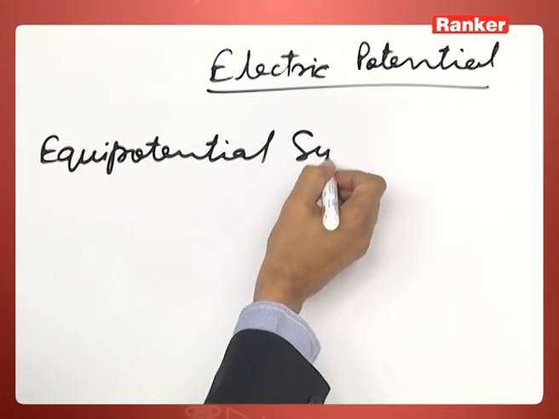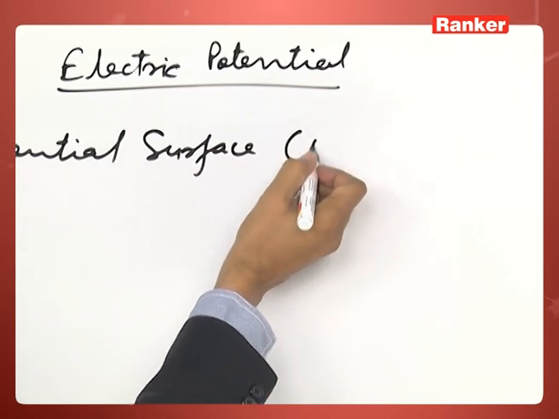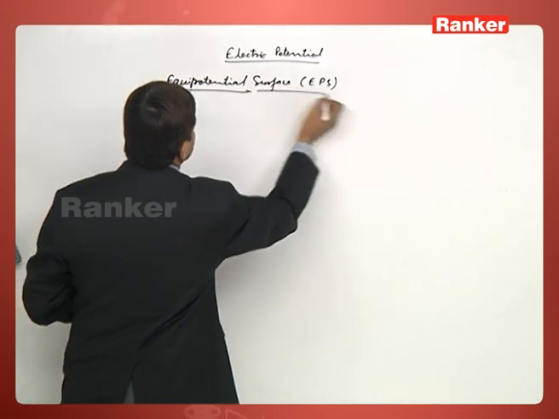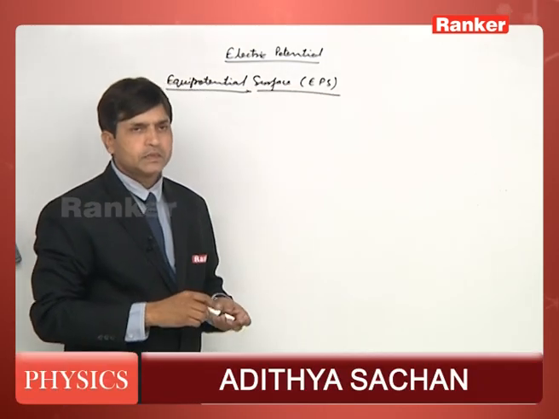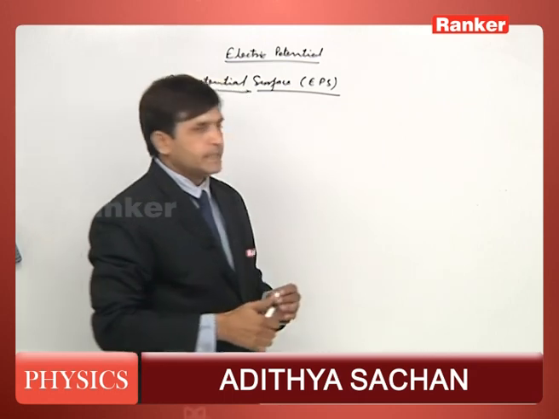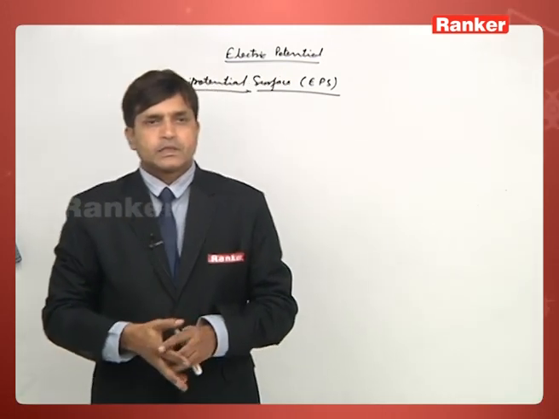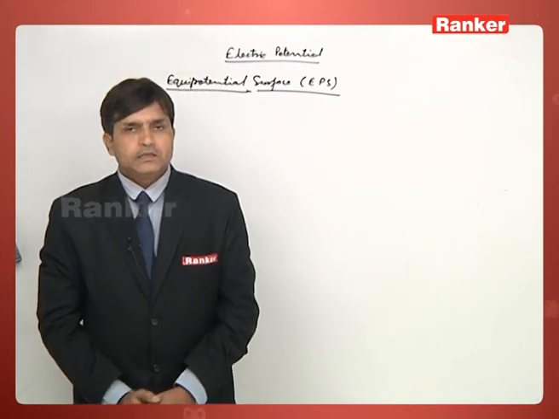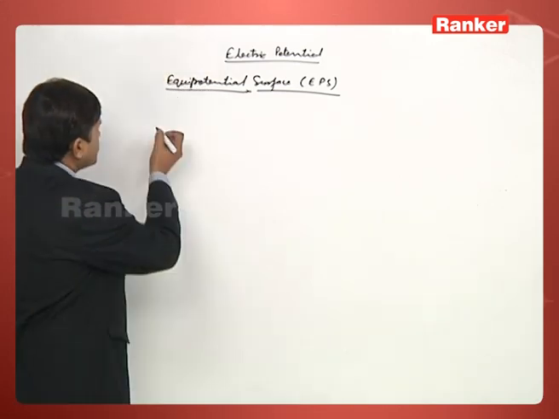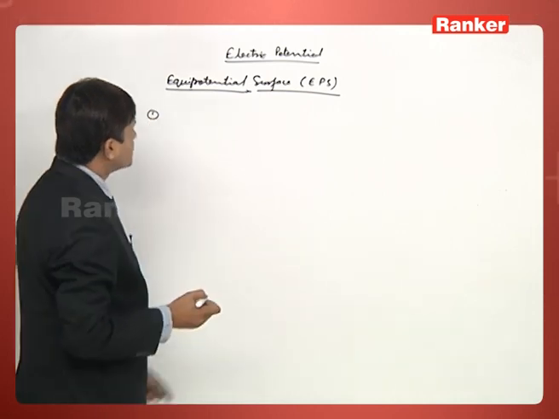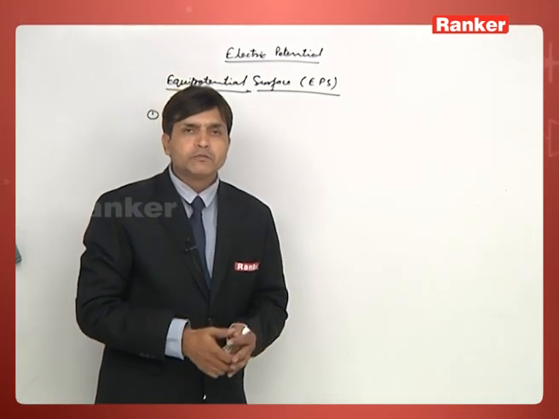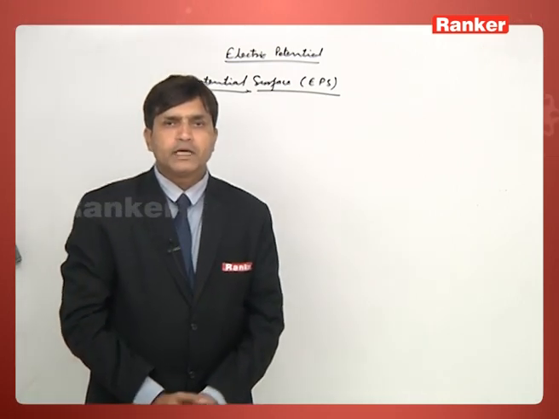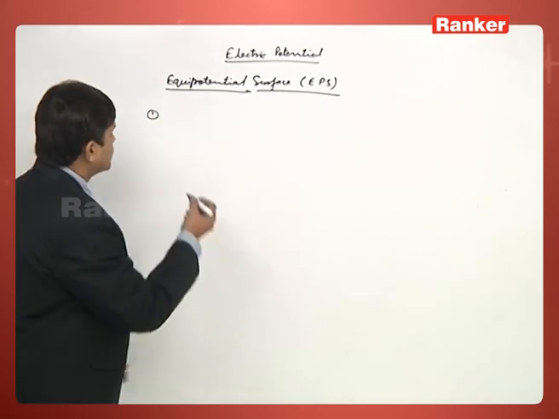Equipotential surface, or in short these are called EPS. Okay, so how can we define an equipotential surface? First point: the locus of the points which are at the same potential is known as an equipotential surface.